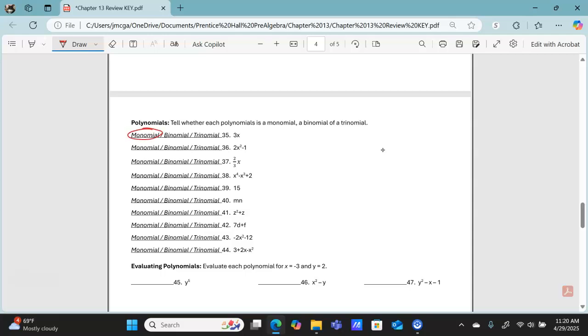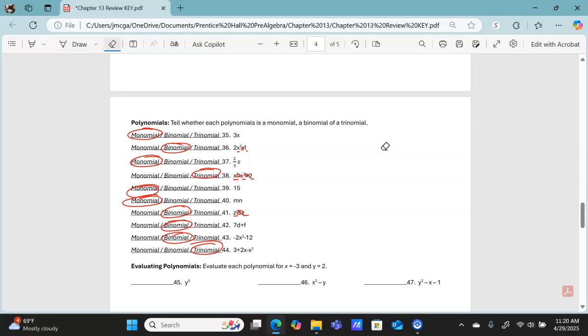And then here, tell what it is. This is a monomial. Here's my minus sign here, and there's something on either side, so that's a binomial. This is a monomial. Some addition, subtraction signs, and there's 3 terms, so that's a trinomial. Monomial, monomial, binomial, again, addition, subtraction, and a term on either side. Same thing happens in 42 and 43, and 44 is a trinomial.